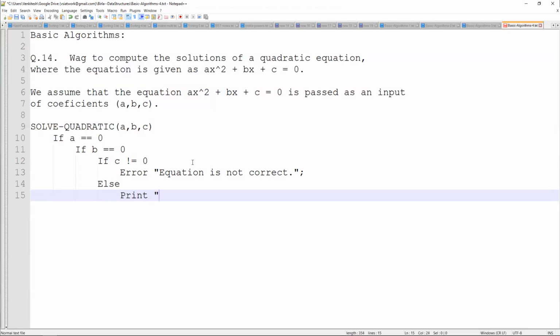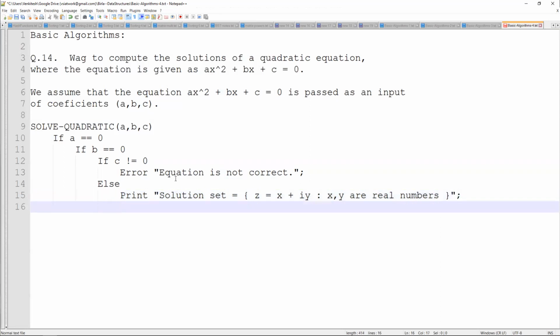So what do we print? The text. Solution set is equal to, let's write the usual notation. Okay, z equal to whatever x plus iy, where x and y are real numbers, right? Every complex number will be a solution. So this is our solution set. Is that okay? This completes this if.